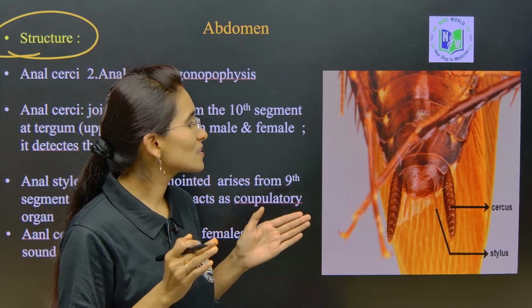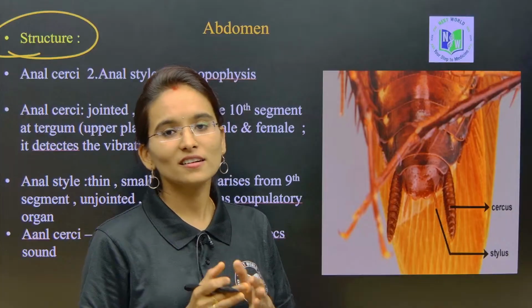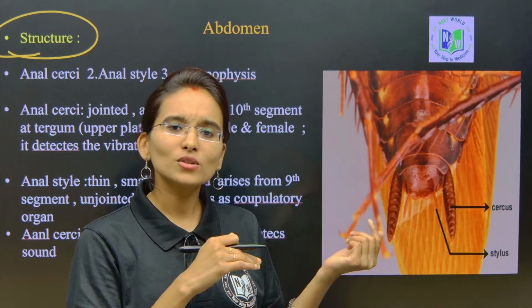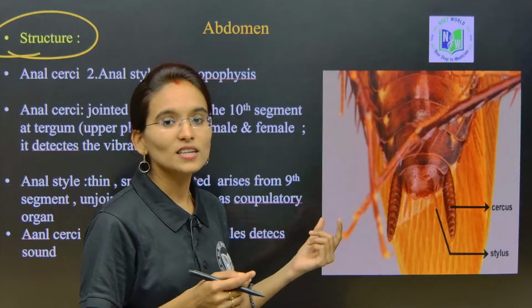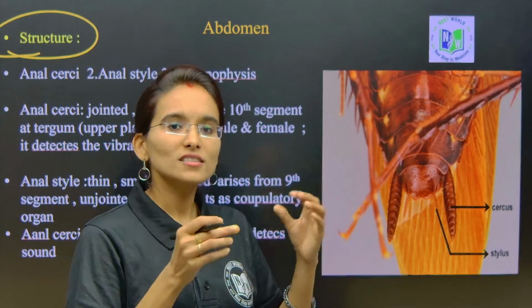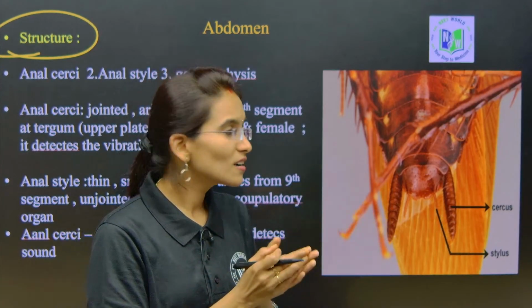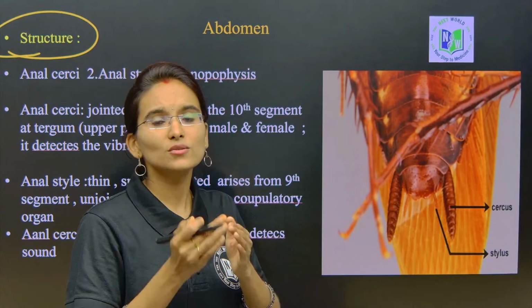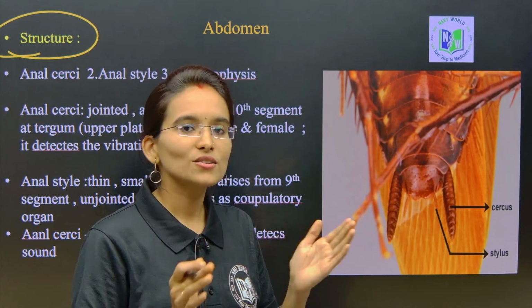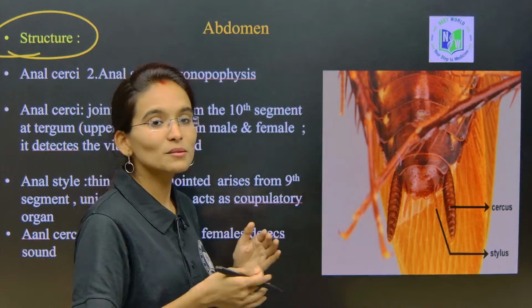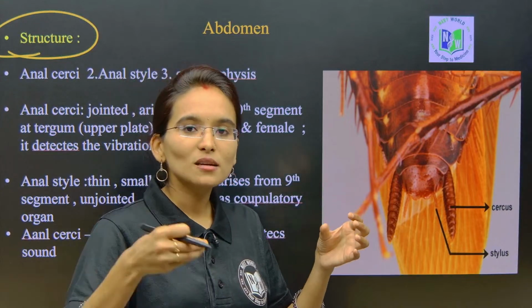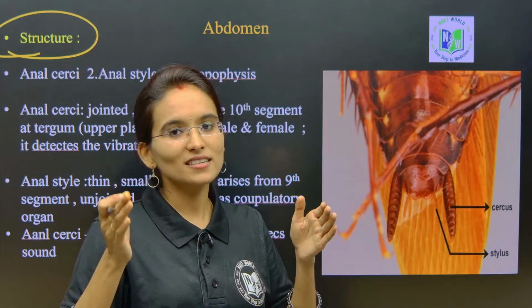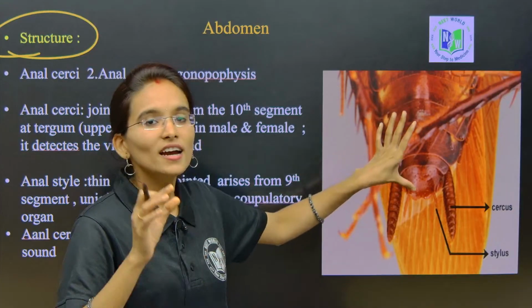So 10 segments are present in the adult Periplaneta americana. But when it comes to the younger embryonic stage, the younger Periplaneta americana usually has 11 segments. That is not important here, but later when it becomes an adult, the 11th segment will fuse and one segment gets decreased, forming only 10 segments.